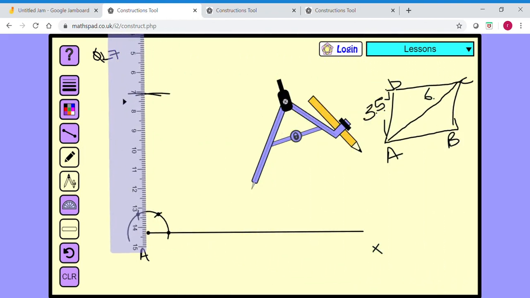Now I will need to draw a dotted line. Yes, almost there. Why a dotted line? Because this line is not a part of my main figure which is required. So I draw a dotted line.